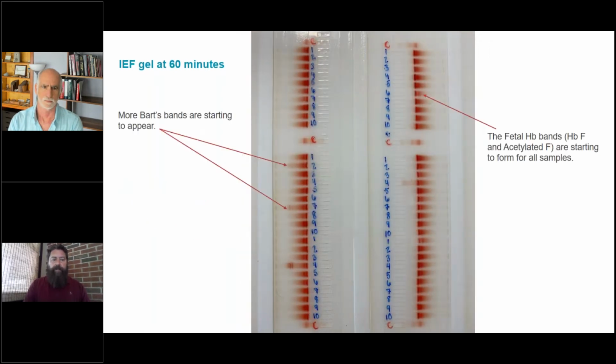After 60 minutes, more BARTS bands are starting to show up on the left side. And then the fetal hemoglobin bands are starting to focus. Hemoglobin F and acetylated F are the predominant bands, because newborns are born with about 70 to 80% fetal hemoglobin if they're at the normal gestational age.